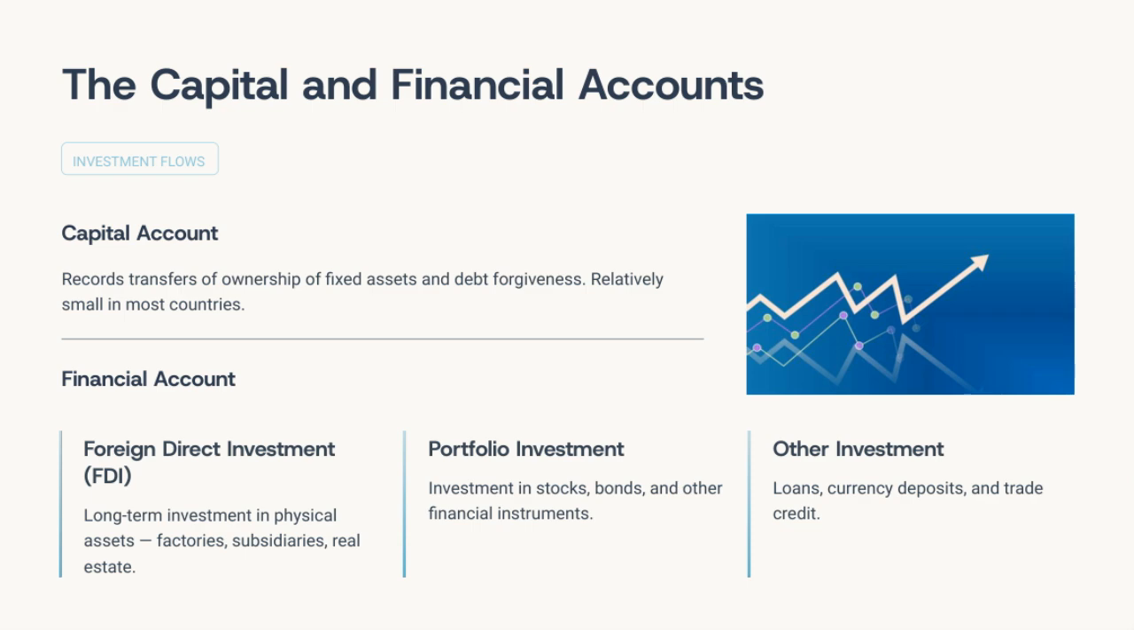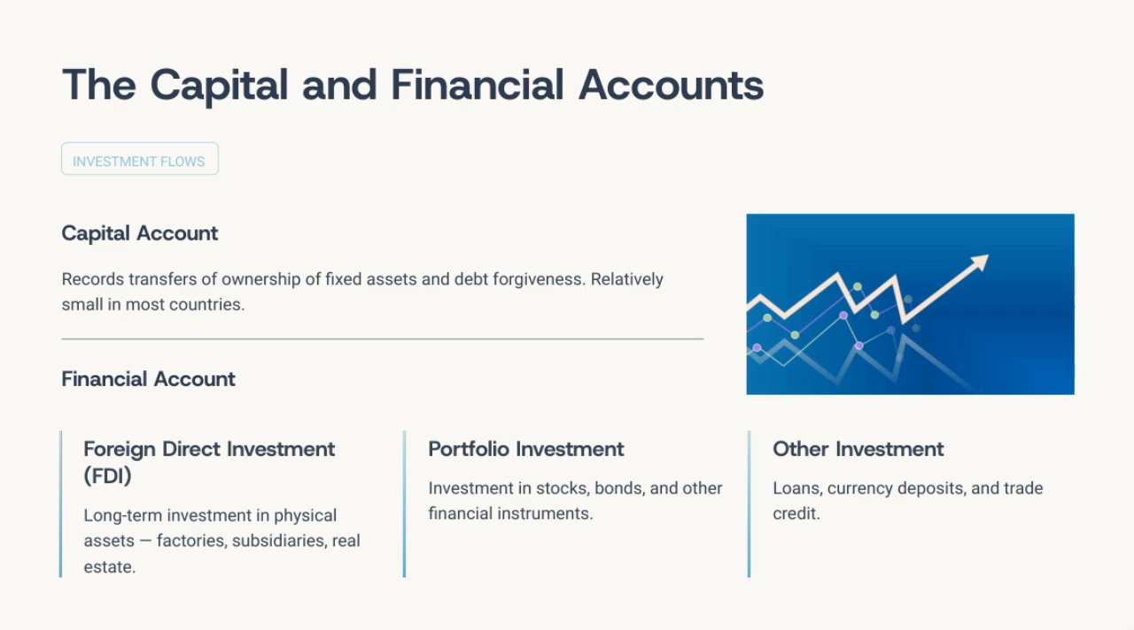Speaking of portfolio investments, these involve long-term holdings in physical assets like factories, subsidiaries, or real estate. They tend to reflect a country's confidence in the long-term prospects of those assets. Then we have foreign direct investment, or FDI. This is a specific type of investment where a company or individual takes a significant stake in a business or physical asset in another country, often involving management control. It's a major indicator of economic integration and commitment.